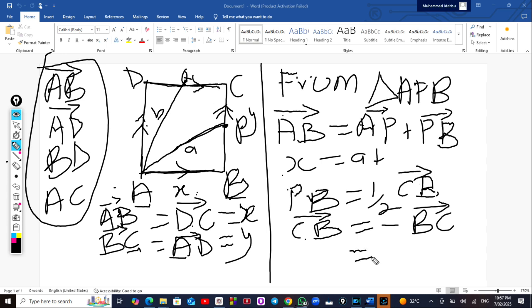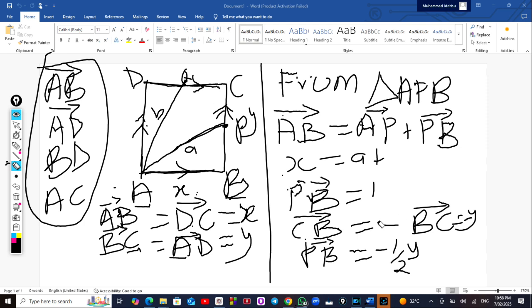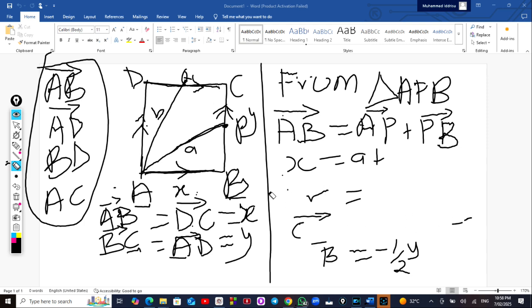So this is equal to negative Y, right? So vector PB. Don't forget about your vector signs. Vector PB will be equal to negative 1/2 Y. So now we have a value for PB. Then we continue with our equation.